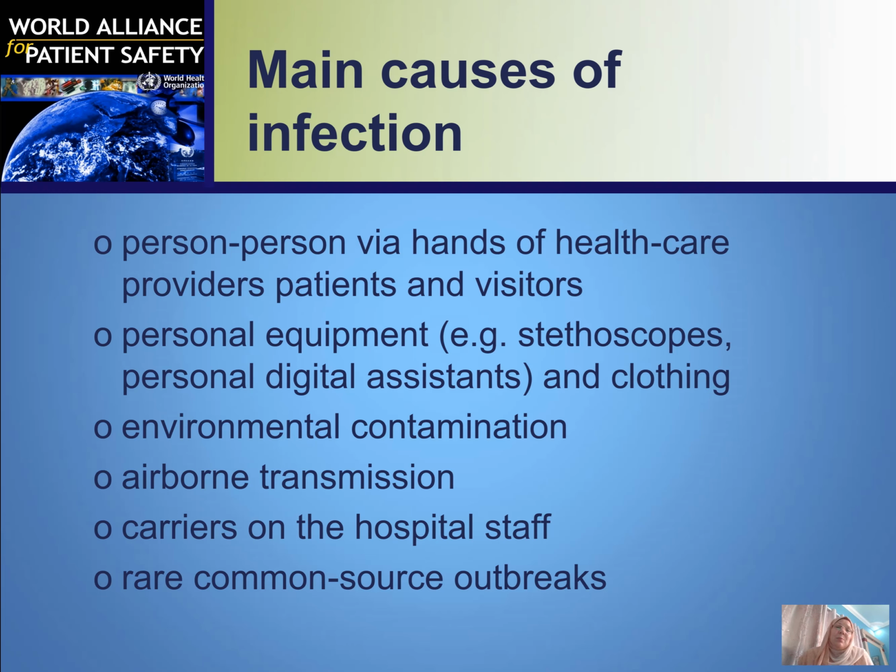Also significant, but playing less important roles, are personal equipment such as stethoscopes or personal digital assistants, and clothing that might be transmitters of infection. Sometimes you have environmental contamination. Airborne transmission is, of course, important. Carriers on the hospital staff and rare common source outbreaks are also important. This could, for example, be a Legionella outbreak in a hospital where Legionella is in the ventilation system, and then you find in this hospital an outbreak of Legionnaires' disease.